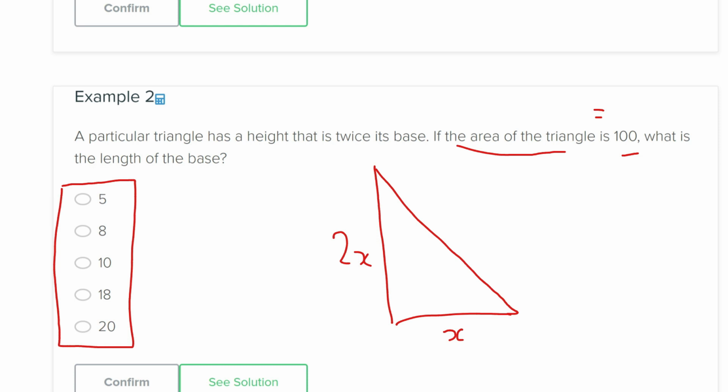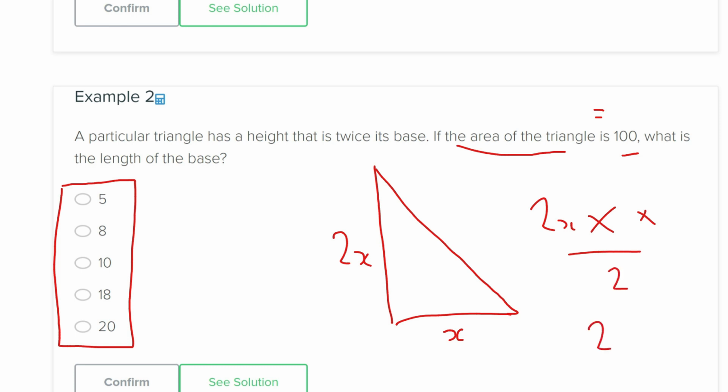Now it says the area of the triangle equals 100. How do we find the area of this triangle? Well, we would do 2x multiplied by x. That's the base, or the height times the base, and then divide by 2. Base times height, divide by 2.